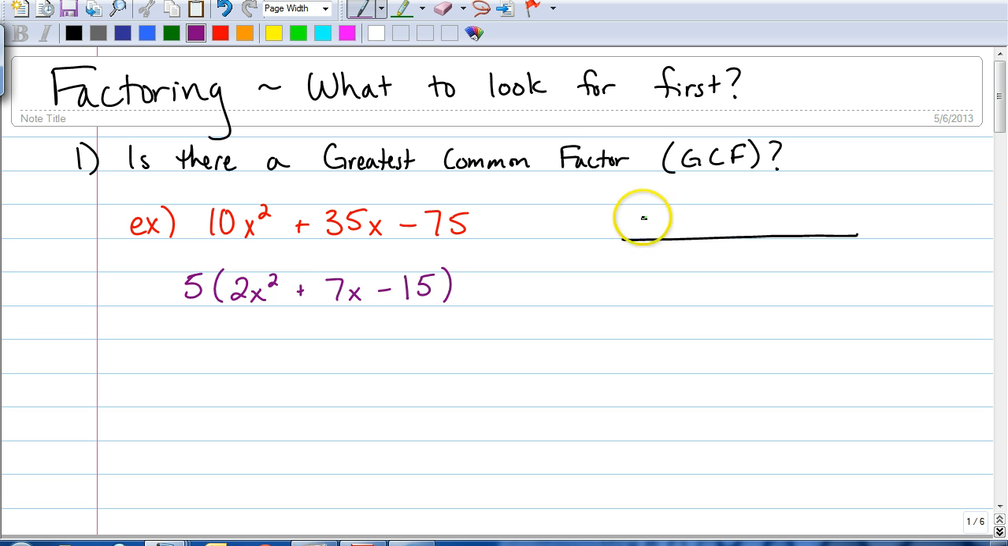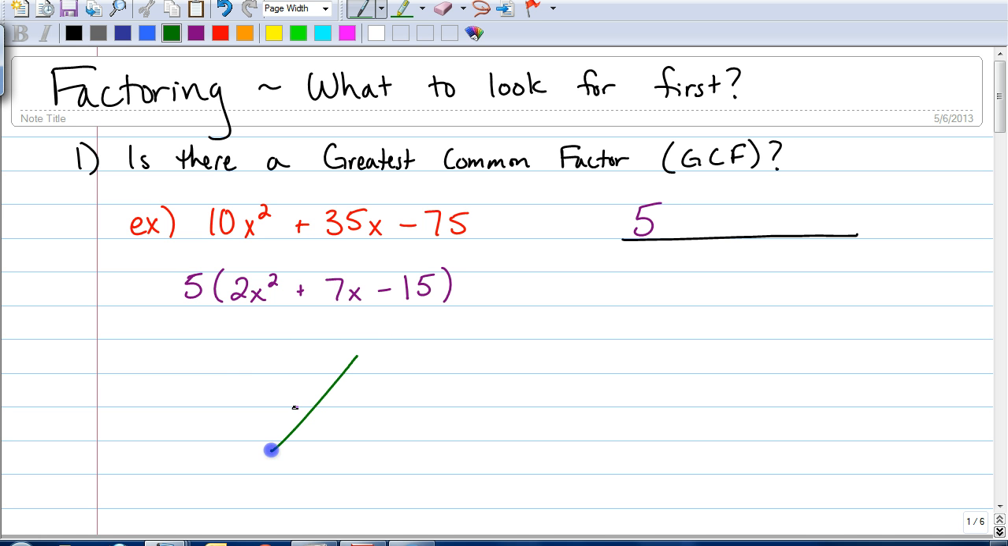Now this 5 that I factored out is going to be part of my final answer, so I want to make sure that if this is a quiz or a test, I put that 5 over there in that blank, just so I don't forget about it, because that is a common mistake that I see people do, where they'll factor it out at the beginning, but they forget to include it in their answer. So next, we're going to simplify the 2x squared plus 7x minus 15.